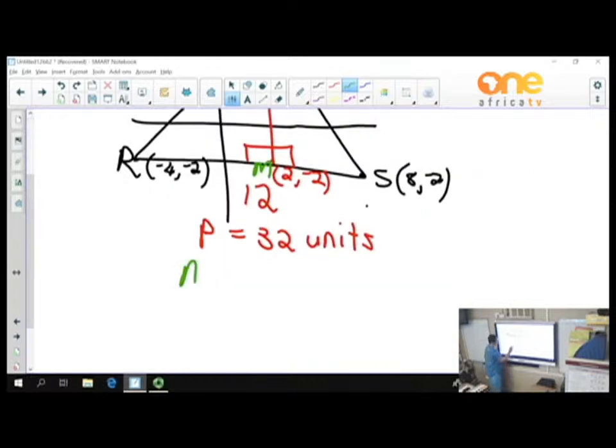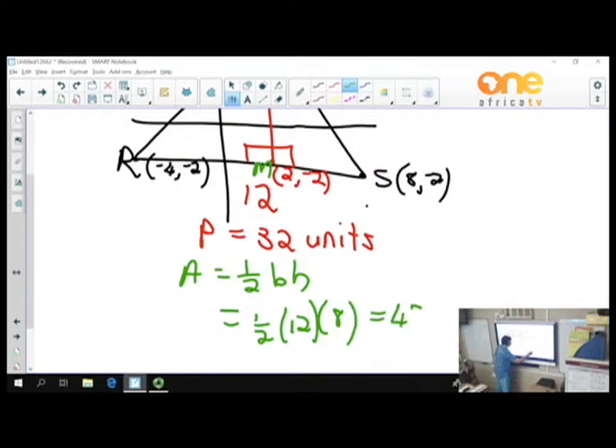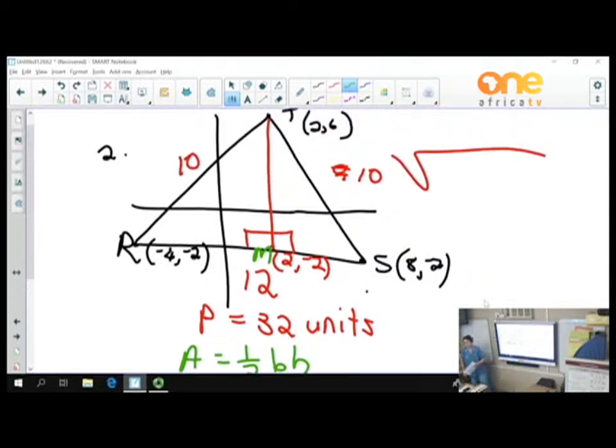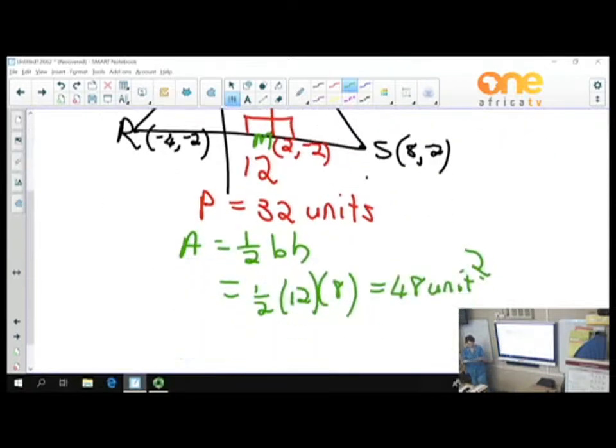So area is then half base height. And the length of the base was 12, and we say the height is 8. So the answer is 48 square units. Look here, this is what we use, unit square. In a case like this, that's what you will be writing there.